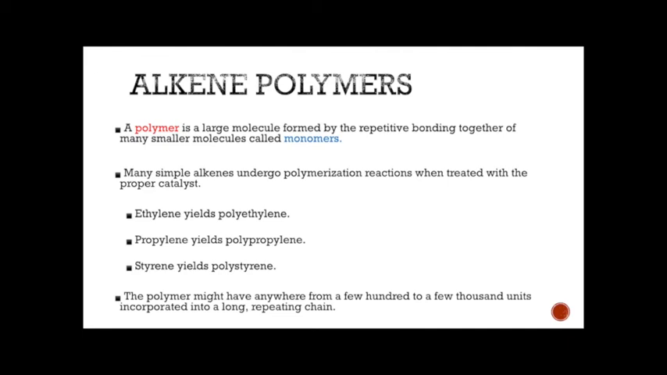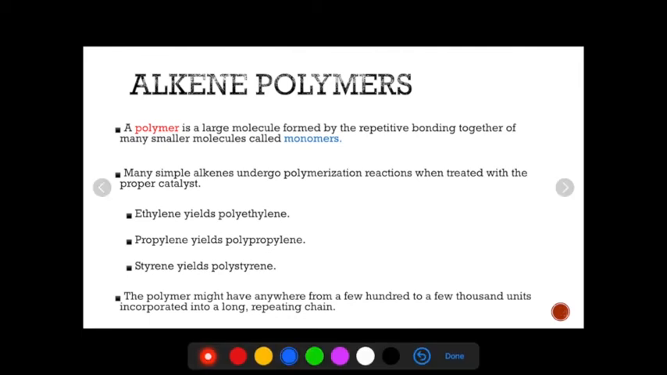There are several, but we're going to look at these three specifically. Ethylene, when it undergoes polymerization, yields polyethylene. Propylene will yield polypropylene, and styrene will yield polystyrene. It could depend on how many units there are within the polymer. It could be a few hundred to a few thousand units, just depending on the polymerization.